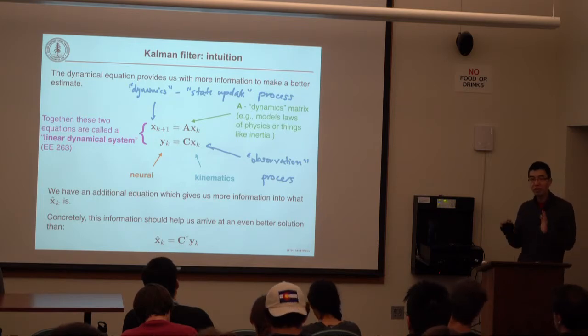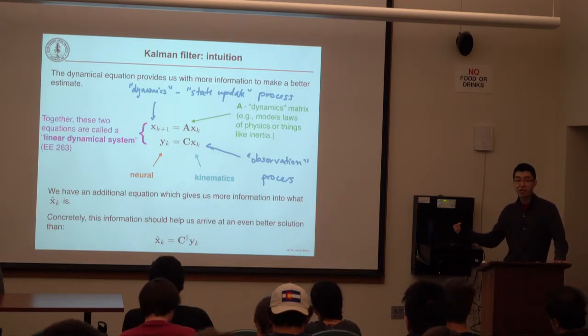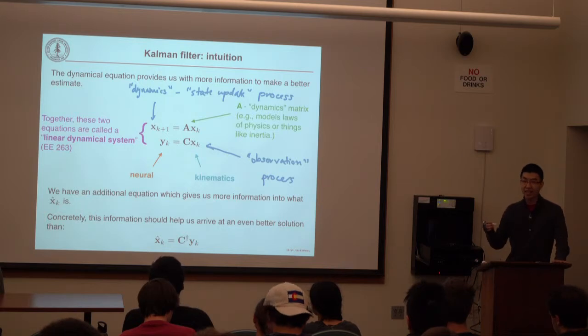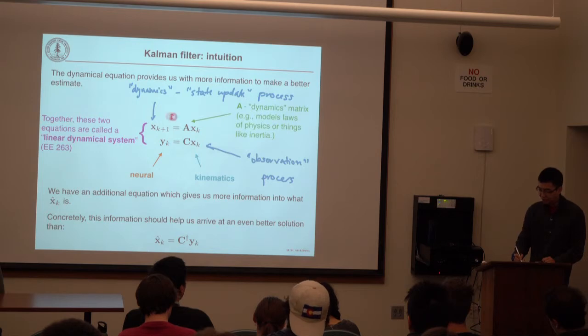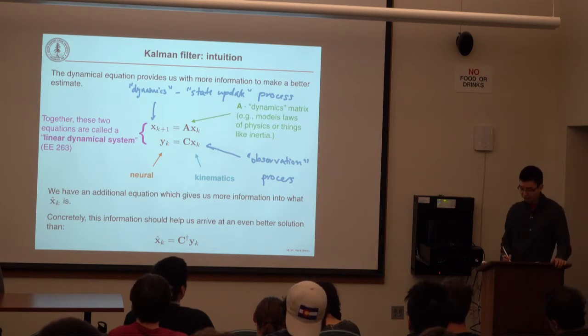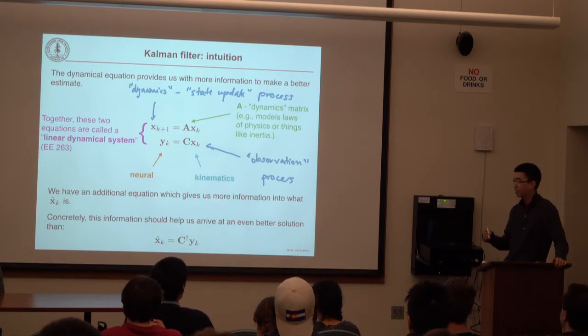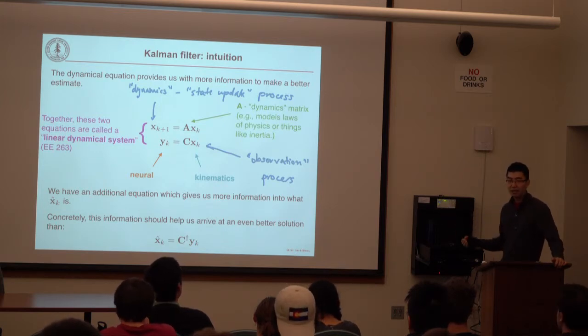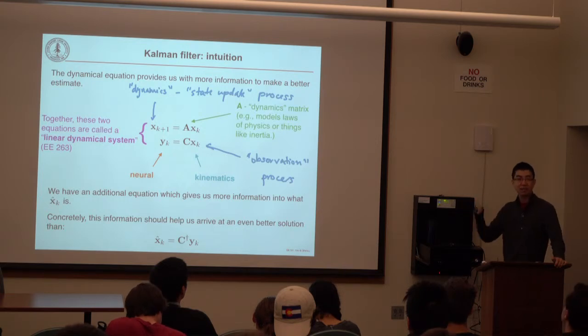And so before, we just decoded by taking the pseudo-inverse of this equation. But now we have this additional equation that gives us more information into what the kinematics xk actually are. Concretely, what this means is that this extra equation should help us arrive at an even better solution than xk hat equals the pseudo-inverse times yk. And it's exactly this intuition that we saw from the cannonball example. If we know additional rules by which the kinematics should update, we should be able to use those rules to get a better estimate.